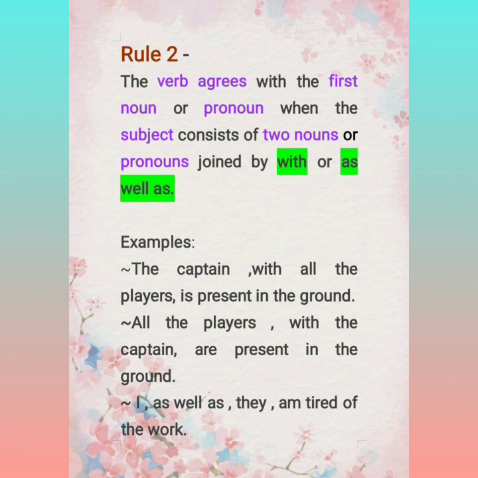The captain with all the players is present in the ground. Look at the first subject, that is the captain. That's why the verb will be singular. Next example: all the players with the captain are present in the ground. Look at the first subject, that is all the players, that is plural. That's why the verb will be plural.